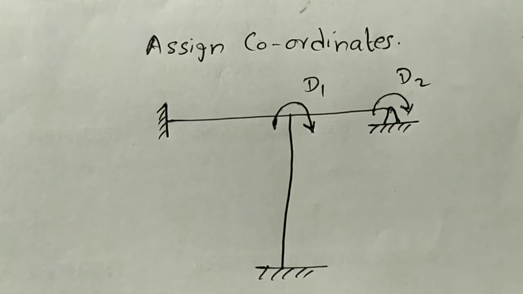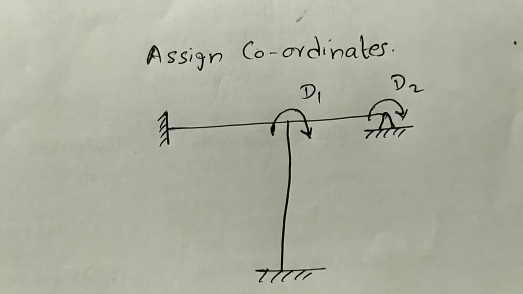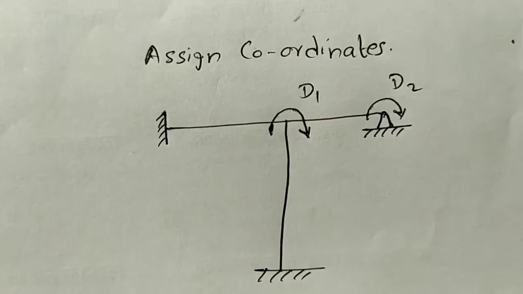Next step is assigning coordinates. So we are just going to assume the direction of D1 and D2. Here we have assumed both clockwise.